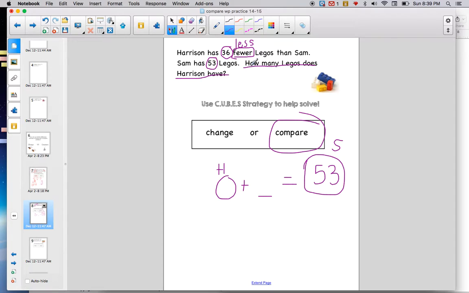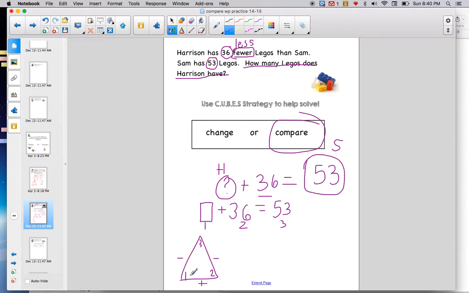Harrison, oh, I remember my question. How many Legos does Harrison have? I don't know. So then my other number is 36. So my equation, which is step 1, is box plus 36 equals 53. So now I can do step 2 of solve, which is number my equation and draw my triangle. So 3, 2, 1, plus, minus. So now I'm going to number my equation. Addition is as easy as 1, 2, 3.